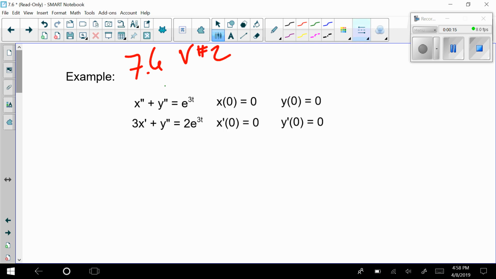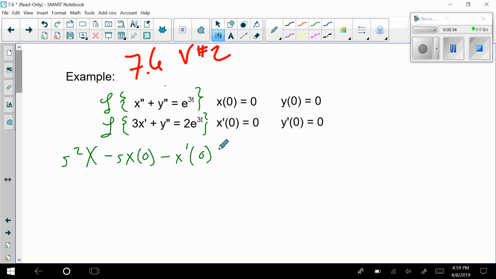And what we did on the last ones is we're trying to solve differential equations, a system of them, using Laplace transformations. So the first thing I want to do is take the Laplace transform of each of these, which would be s squared big X minus s x of 0 minus x prime of 0 plus s squared big Y minus s y of 0 minus y prime of 0 equals 1 over s minus 3. That was this one right here.